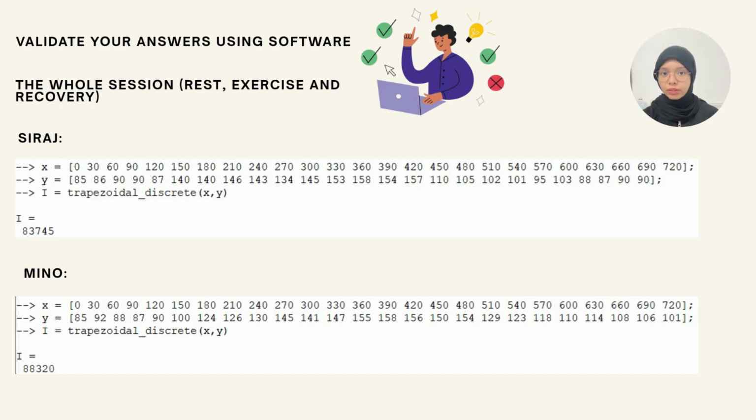This slide shows the validation of our result using software, which is Freemat. The trapezoidal rule was applied using the same heart rate data and the same time interval as in the manual calculation. First, the validation was done for the whole season, which includes rest, exercise, and recovery phases. For Siraj, the total workload obtained is 83745 beats per minute, and for Mino it is 88320 beats per minute. These values are exactly the same as the manual trapezoidal calculation.